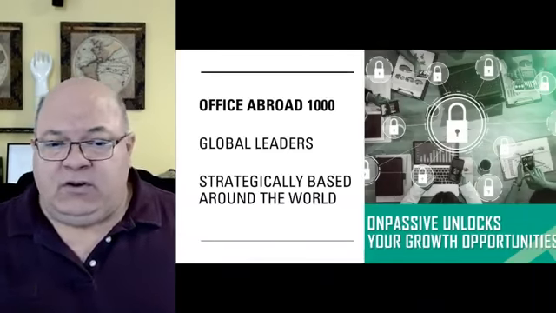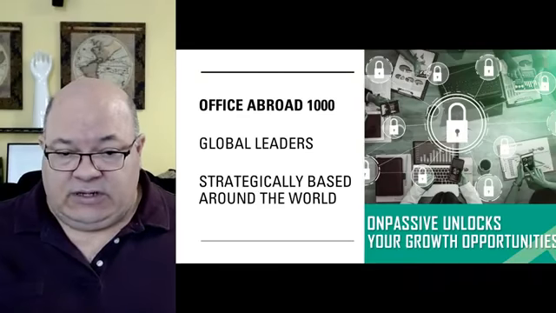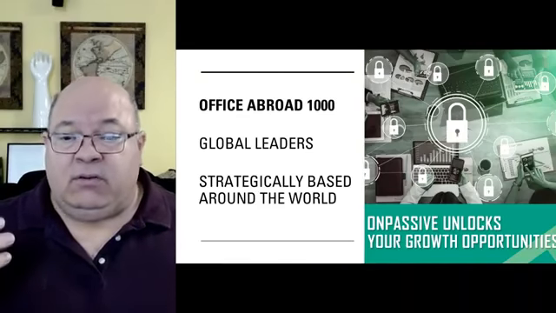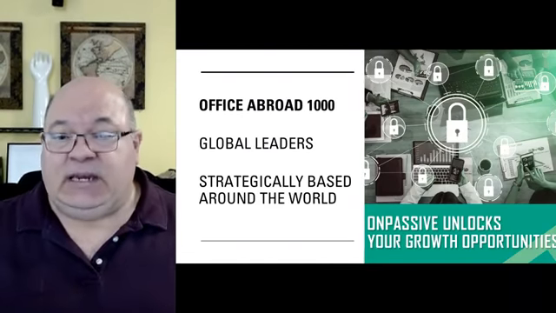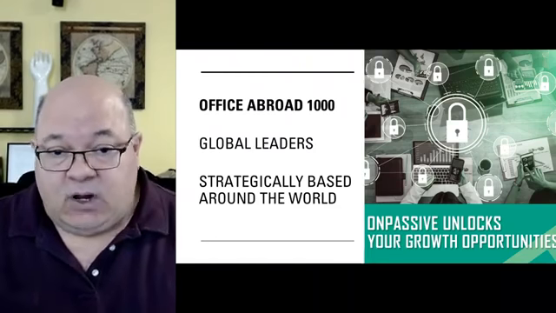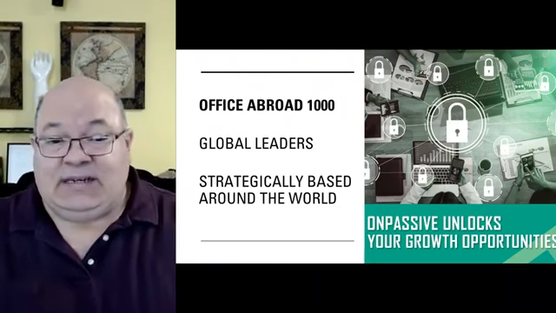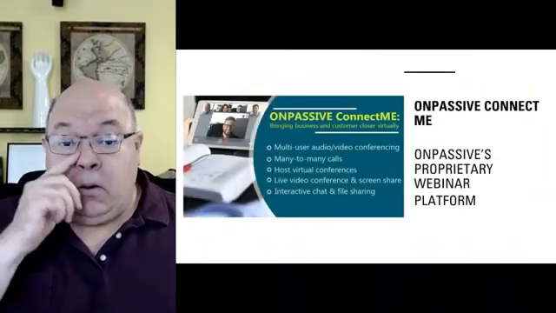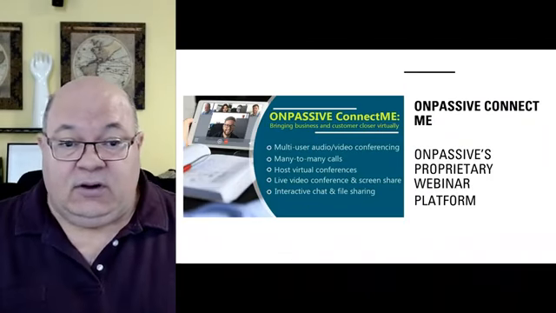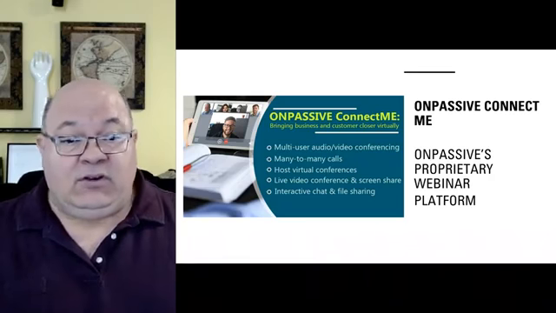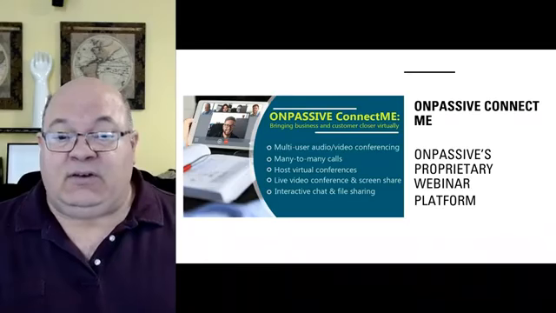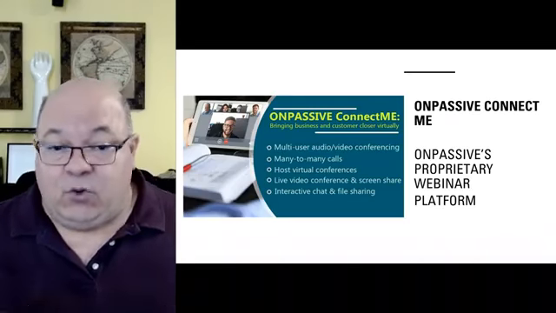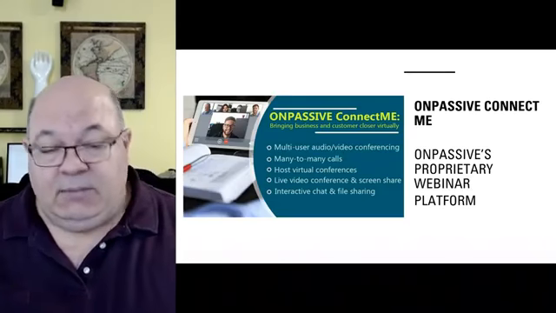Office abroad means you're going to have global leaders strategically placed around the world so that OnPassive has representation in every country, every major city where we already have founders, because we have over 260,000 as of the time of this recording. You have OnPassive Connect Me, or OConnect as we're going to be calling it. It's going to be similar to the different video platforms out there now, but it's promised to have more features, be unlimited, and be much more affordable.